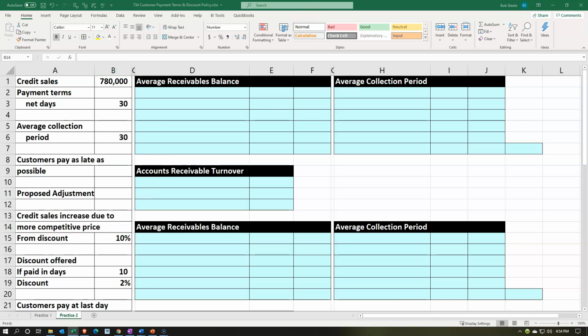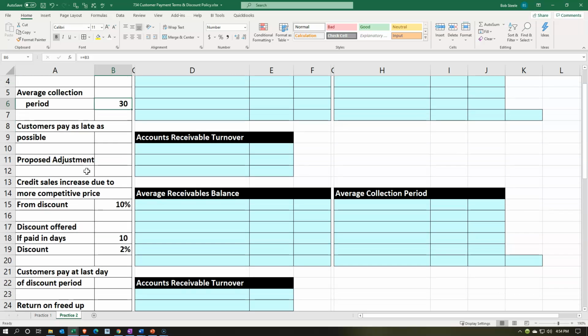I'll do this a little bit quicker here, because we have a similar process, and then we're going to add the new data. So the credit sales are 780 now. The payment term's 30 days, which is pretty good in and of itself. That's our normal, often normal credit terms, 30 days instead of 60 or so. Customers pay as late as possible, so we're assuming they're going to pay us at the end of the 30 days if we keep it at that point.